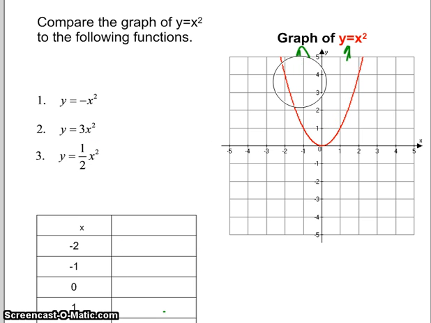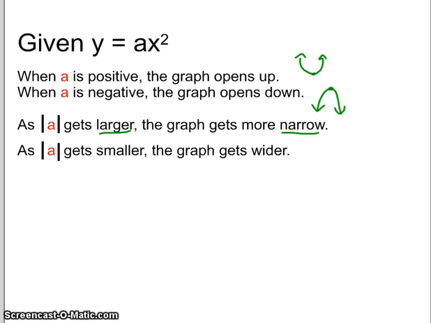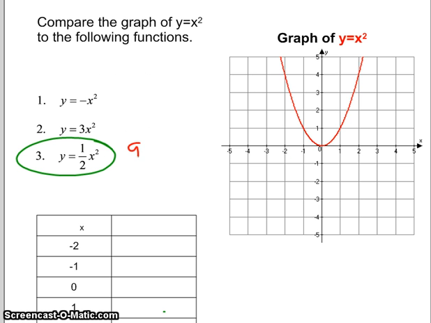All right, so the third example looks like we have 1/2 x squared. So going back to our relationship, as a gets smaller, it's going to get wider. So a is equal to 1/2. So we're going to expect a little bit more width to the graph. It's going to be wider. All right, so let's stick to these three values. We can limit ourselves to those three.